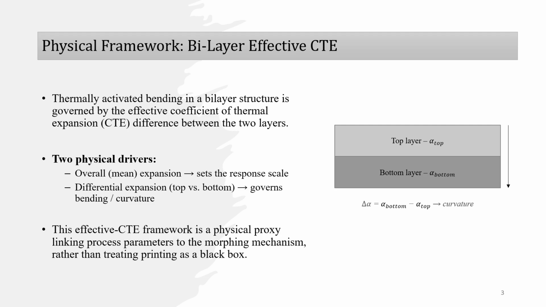In other words, if both layers expand or shrink similarly, the beam response is mainly uniform. But if the two layers have different effective thermal expansion behavior, this mismatch generates curvature. This difference is represented by delta alpha, which acts as the bending driving term. Therefore, the effective CTE framework allows us to connect process parameters to a physical morphing mechanism instead of treating the printing process as a black box.